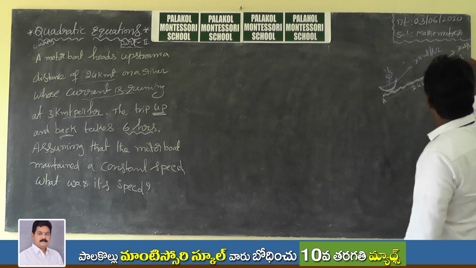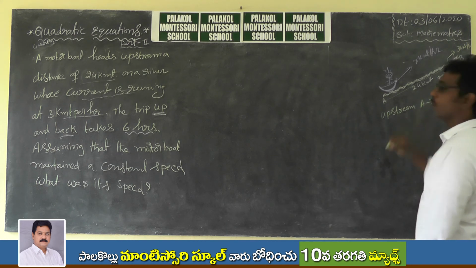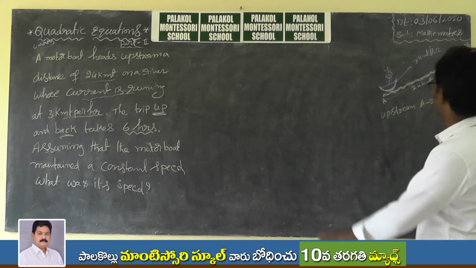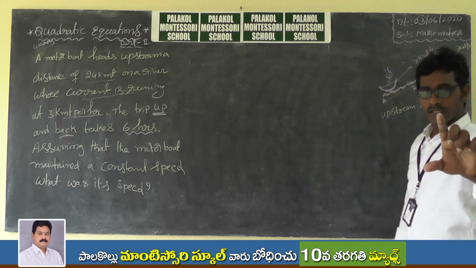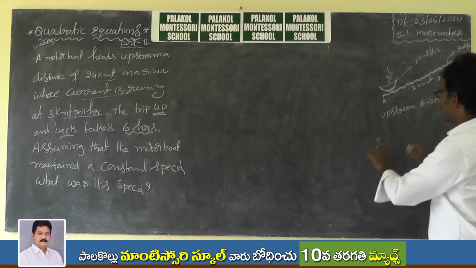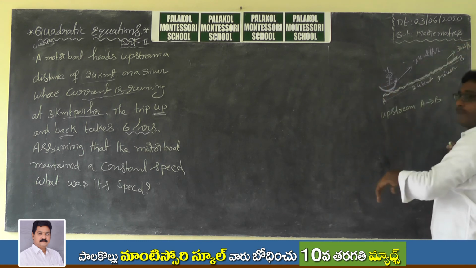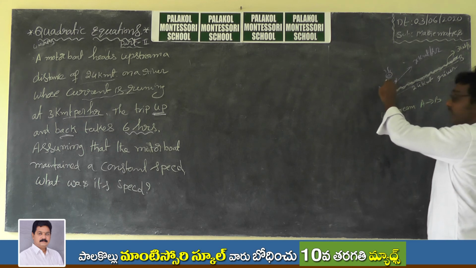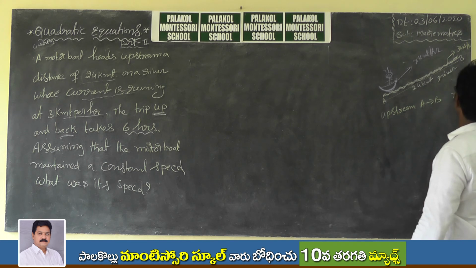So, AB means upstream, that is representing A to B. In that situation, the boat speed is less. Guys, observe, the boat is moved upstream. That means in that situation, the boat speed is lesser. That is x minus 3 kilometers per hour.